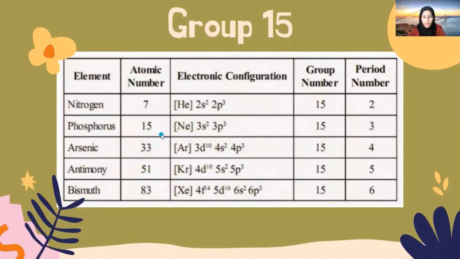The valence electronic configuration of these elements is ns2 np3. The s orbital is completely filled and the p orbitals are half filled, which makes the electronic configuration extra stable. Later we are going to discuss details about these group 15 elements.